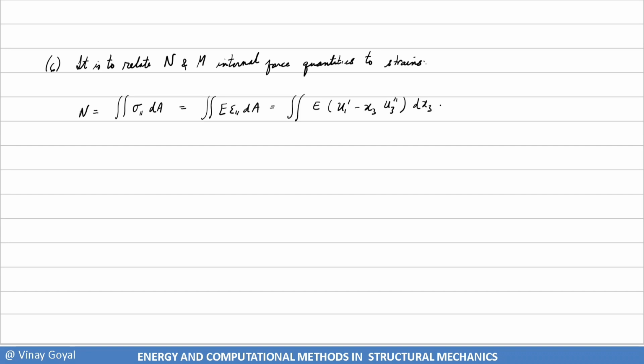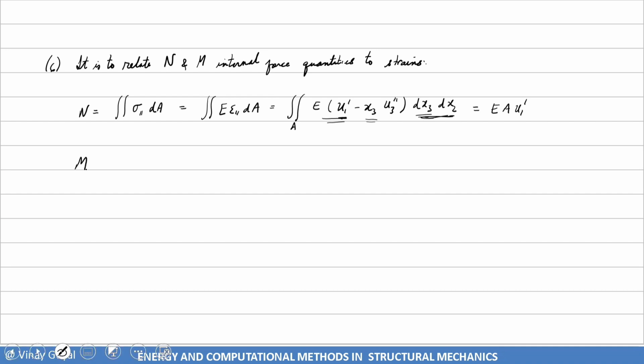Okay, so that dA is dx3 dx2. And note how the integral of x3 with respect to dx3 is 0, because that will give you x3 squared divided by 2 from minus h half to h half, that's 0. So therefore you get here that this is EA u1 prime. Just this term survives because u1 does not depend on dx3 and dx2. So a double integral over the cross-sectional area is EA. So that's what we get.